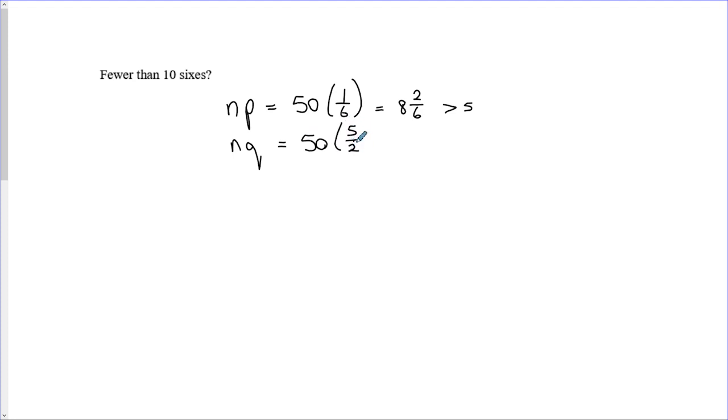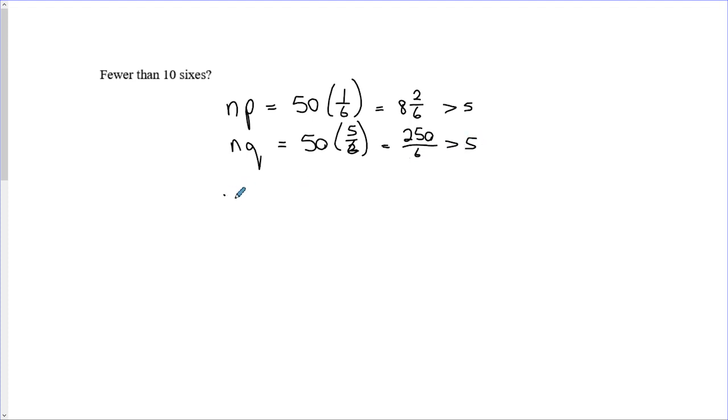The first thing I need to do is check n times p, which is going to be 50 times 1/6. Now 50 times 1/6 is going to be 8 and something. I think it's 8 and 2/6. Indeed it is, which is bigger than 5. So that's good. Then we need to also check n times q. Remember, if p is 1/6, then q is 5/6. So this is going to be 250/6, which is way bigger than 5.